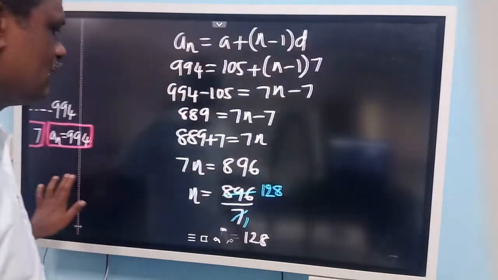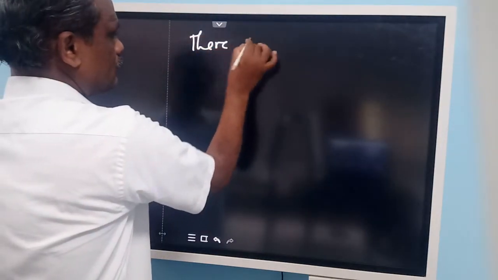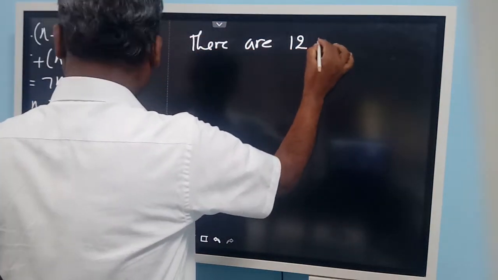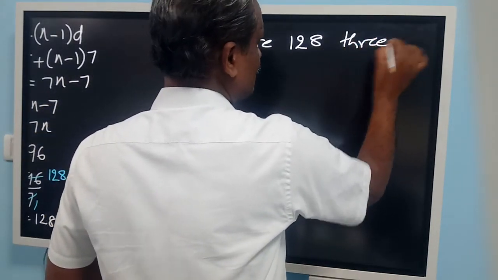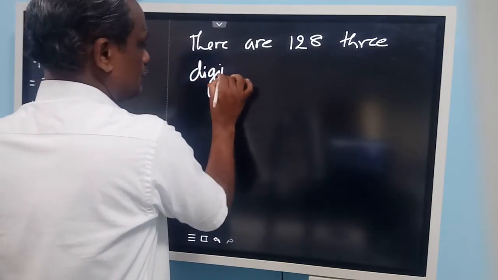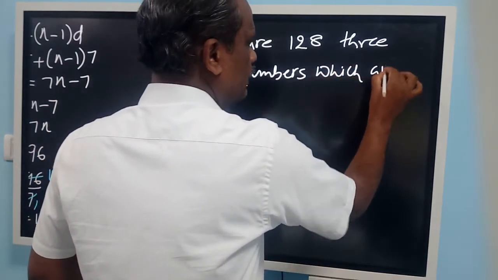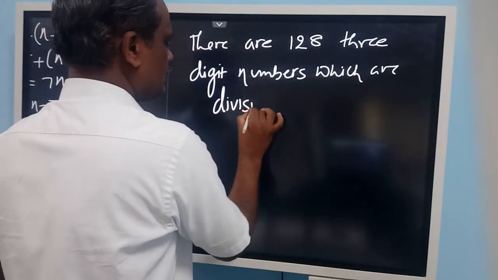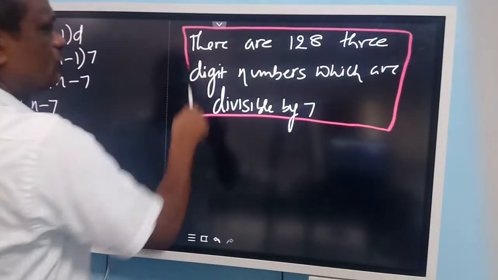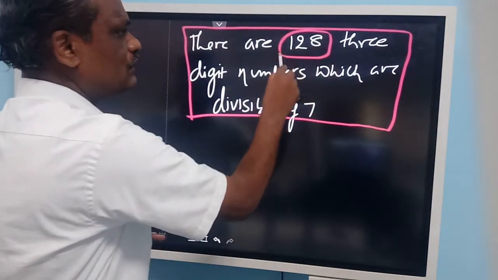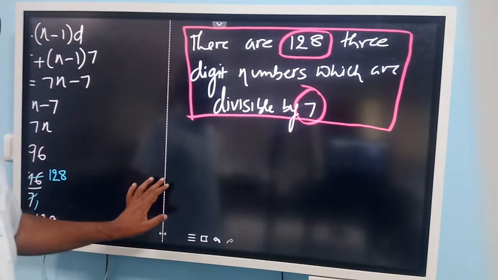So that means, you can write the conclusion, there are 128 3-digit numbers which are divisible by 7. So this is the conclusion. You will get 128 numbers which are exactly divisible by the number 7. So that is the conclusion.